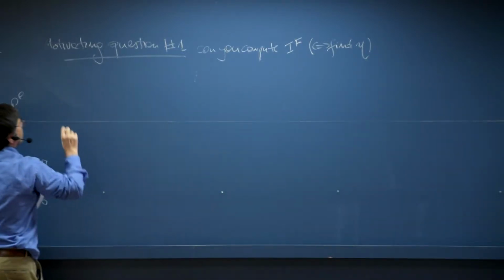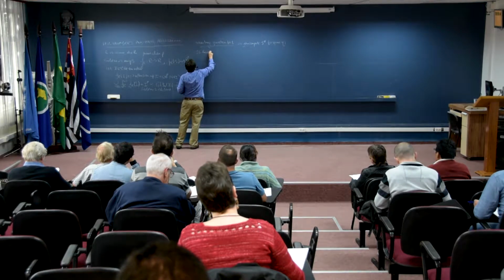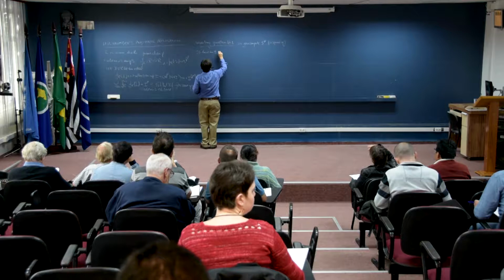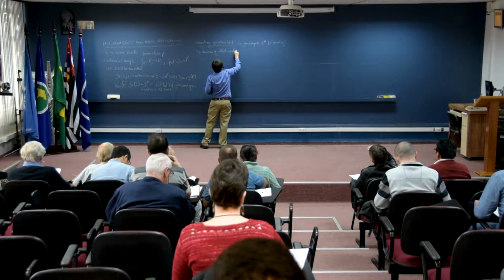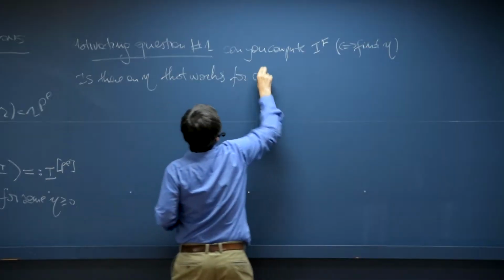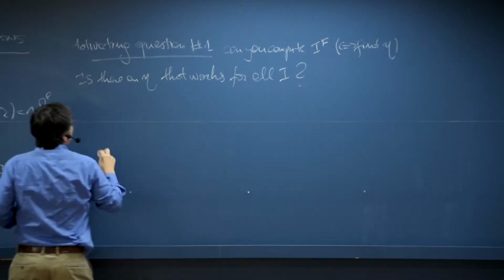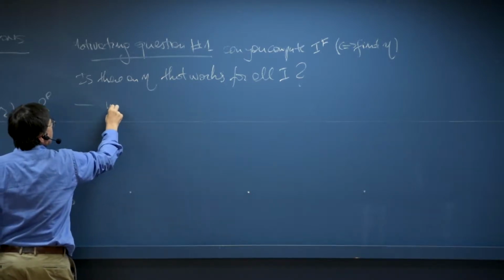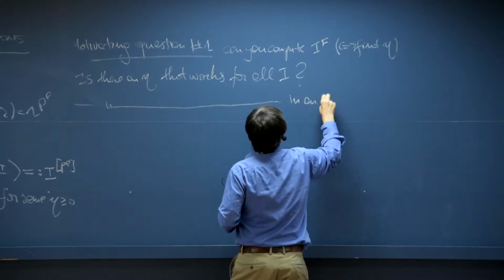Second question is, is there an eta that works for all I? And if this doesn't work, then is there an eta that works for all I in an interesting family?